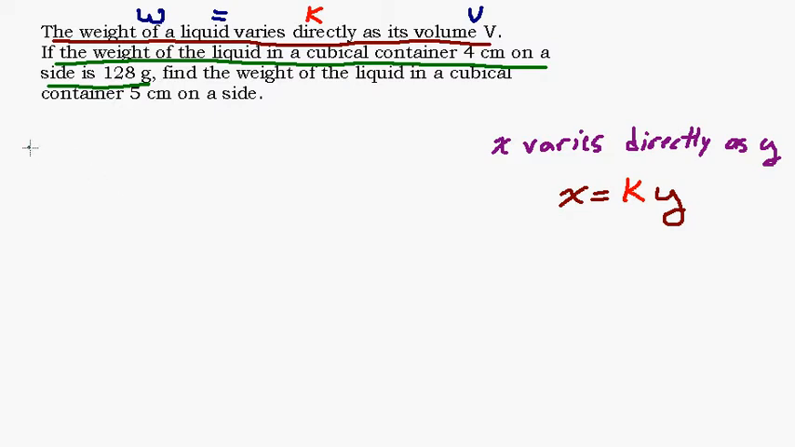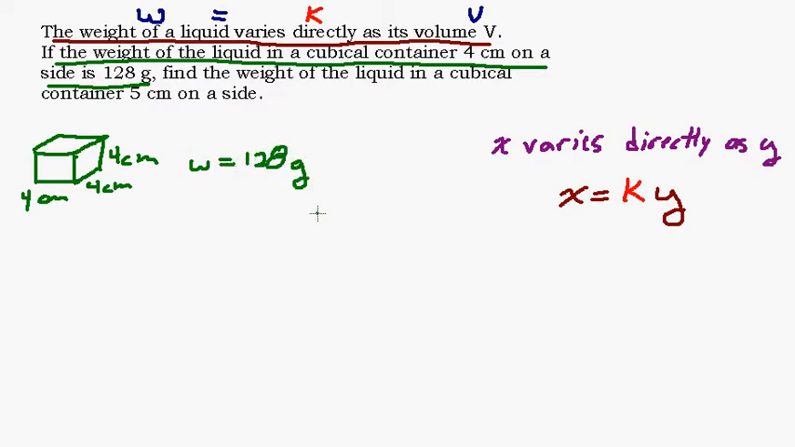So we know if we have a cubicle container, let's see if I can draw a cube, that is 4 centimeters on each side. That's pretty good. So 4 centimeters, 4 centimeters, 4 centimeters, that this is going to weigh 128 grams. Okay? So we can use this fact in order to find K.